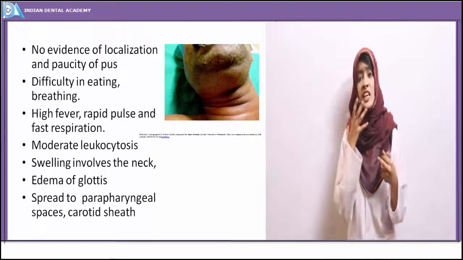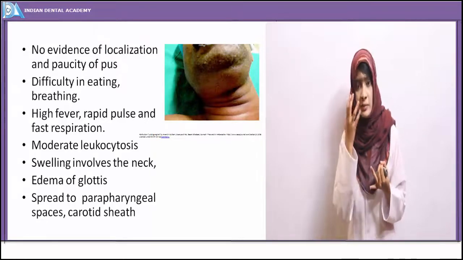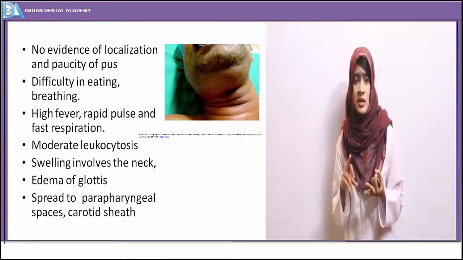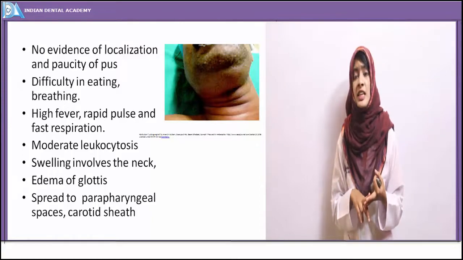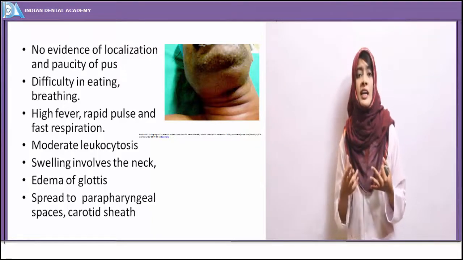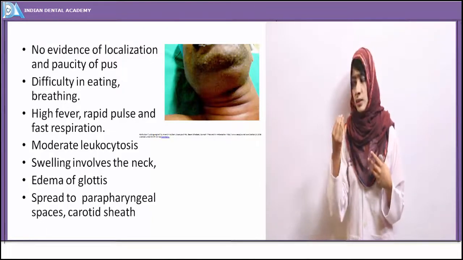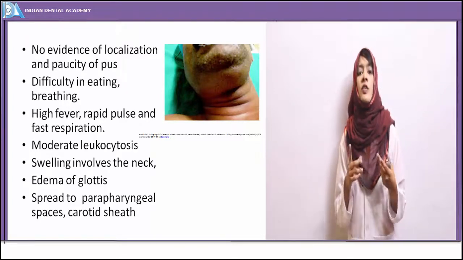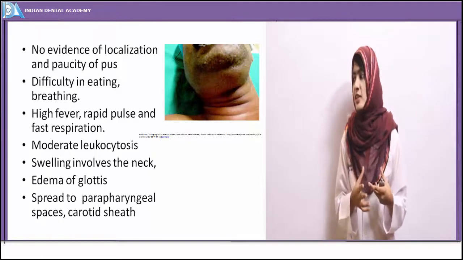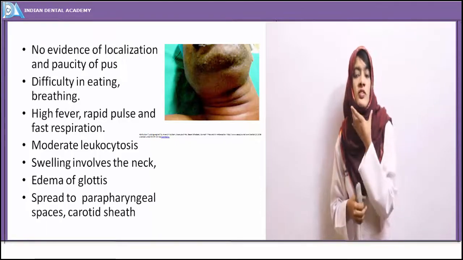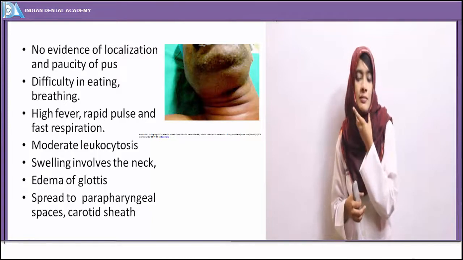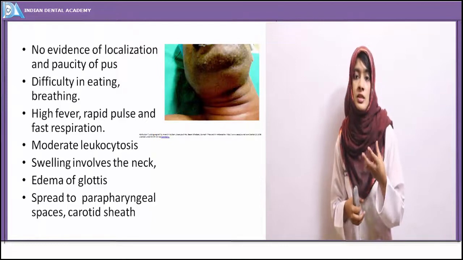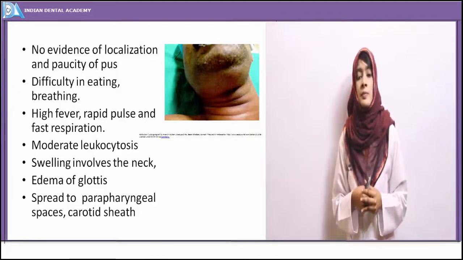The patient has difficulty in eating and difficulty in breathing also because of elevation of the tongue on the floor of the mouth. The patient has difficulty in sleeping, difficulty in eating, dysphagia, and dyspnea, and characteristic symptoms of high fever, rapid pulse, and moderate leukocytosis are present. Along with that, the respiratory rate of the patient is increased, and because of involvement of the neck region, the swelling may also involve the glottis and epiglottis, leading to restriction in eating and swallowing, even breathing.